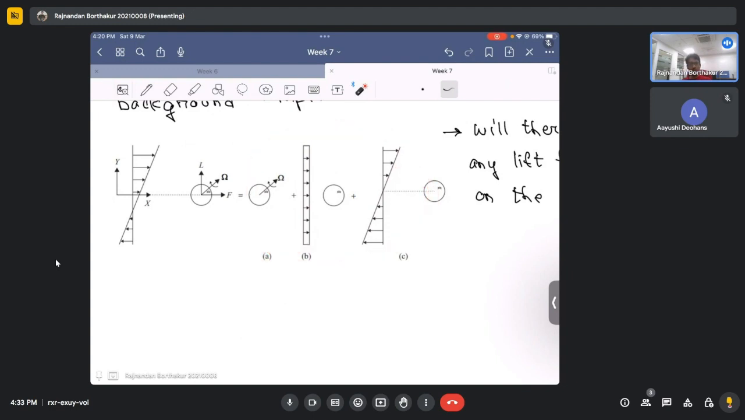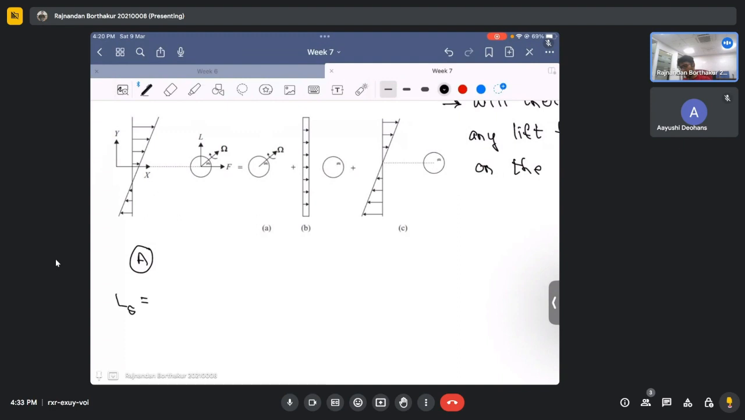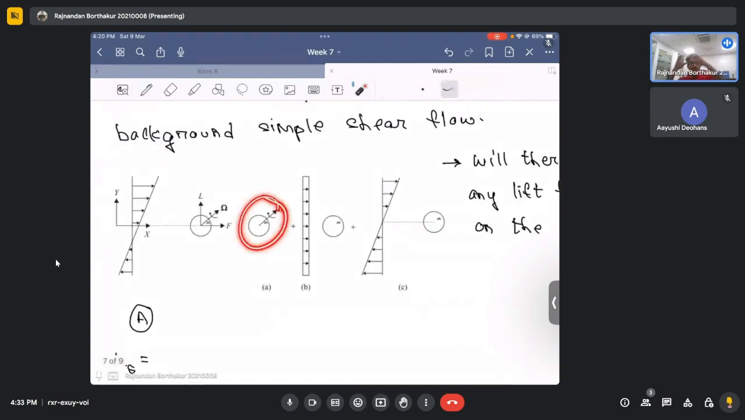Do you agree with me on this point, that you can decompose this problem into three simpler problems? Yes. So now let us investigate the lift associated with the three cases separately. From case A, can you tell me what will be the lift on the sphere? If there is a sphere that is just rotating around any arbitrary axis with an angular velocity omega, and the fluid is stationary, what is the lift force on this sphere?